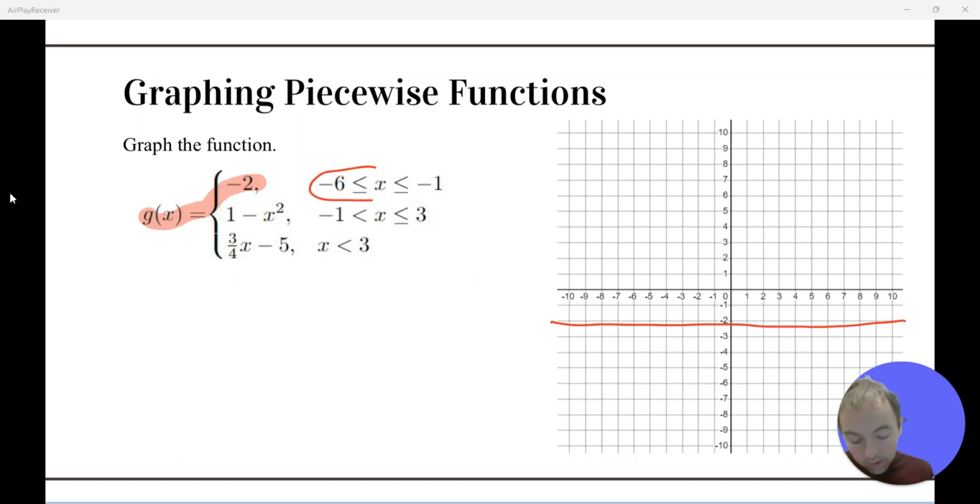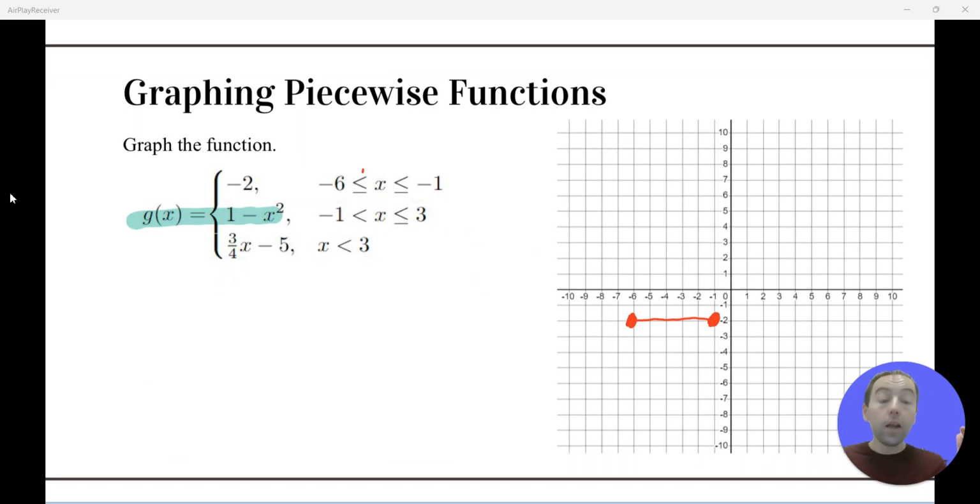Now, it does say that you want to graph this only between -6 and -1 for x. So what that really means is that between -6 and -1, you're just going to graph that little horizontal line. Because of the equal to's that you have right there, x can be -6 and -1. So for sure, both of those endpoints can be filled in dots and need to be filled in dots, okay?